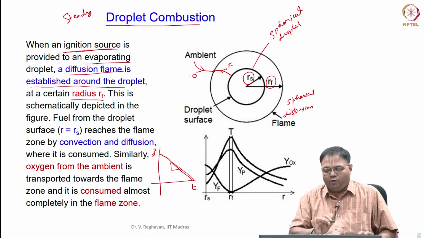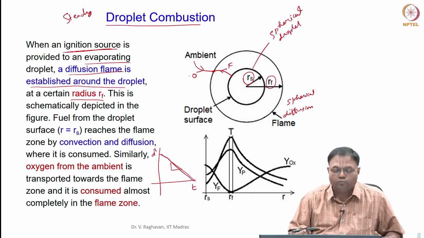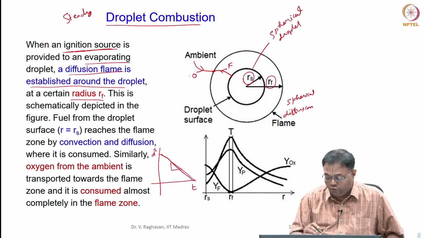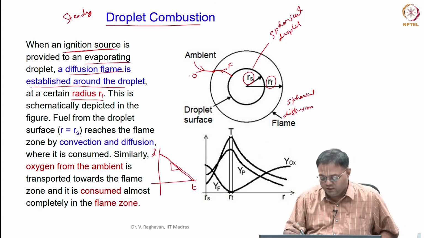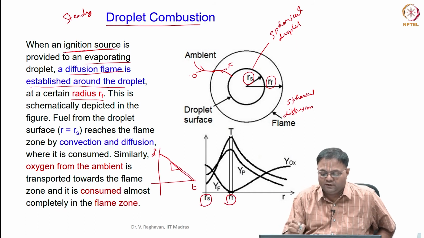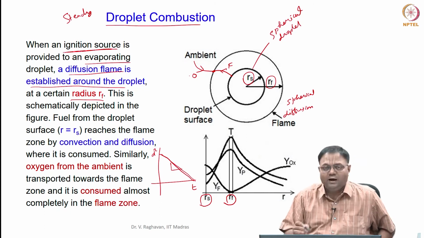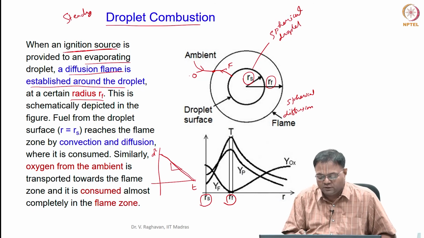Whatever assumptions we made for the evaporation will hold here, and we can also make a few more assumptions. When you talk about the structure of this flame, it is like this. This is the droplet surface Rs and the flame radius Rf. Please understand that this is basically a very thin flame, but I have given a finite thickness here. In practice there will be some finite thickness, so I have exaggerated and shown the thickness here.